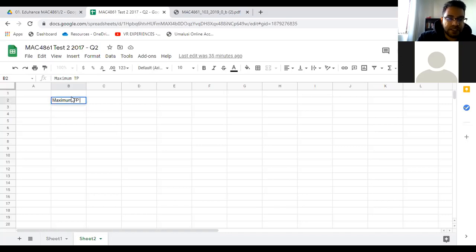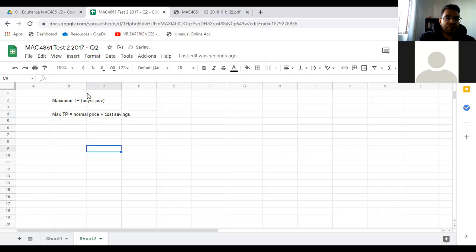Maximum TP. So this is the buyer's point of view. The maximum price is as follows. The max TP equals the following. So the max transfer price is basically the normal price plus cost saving.